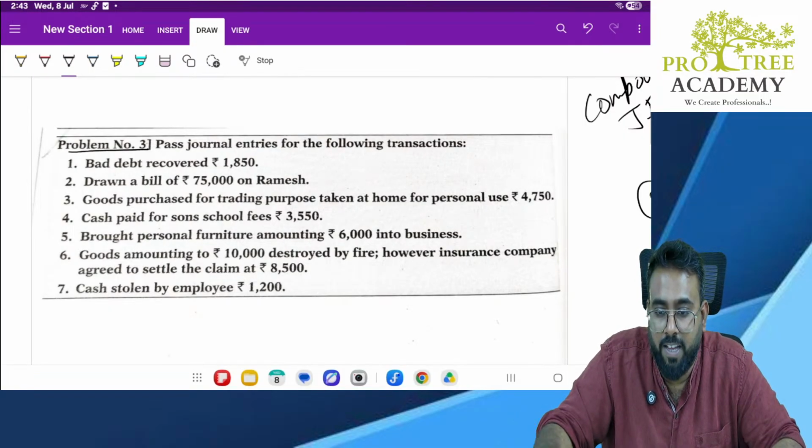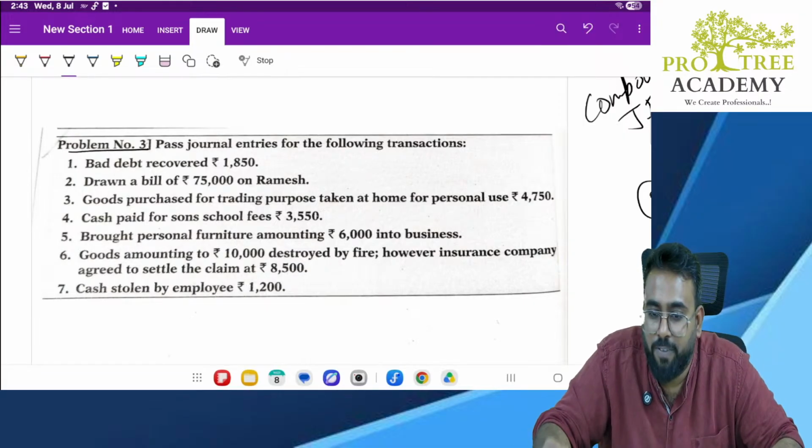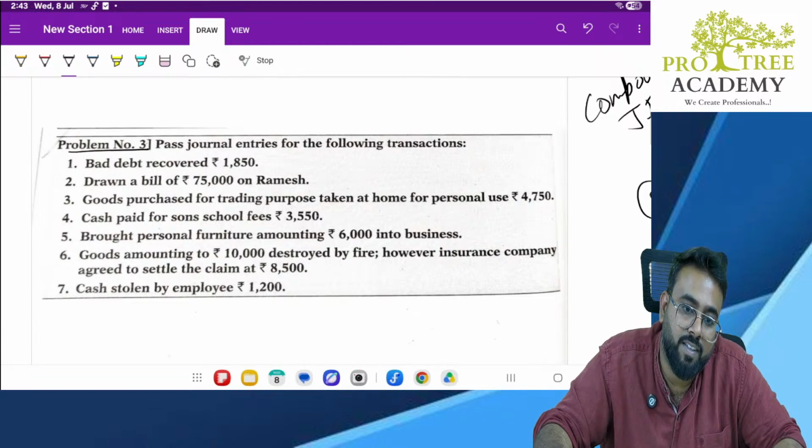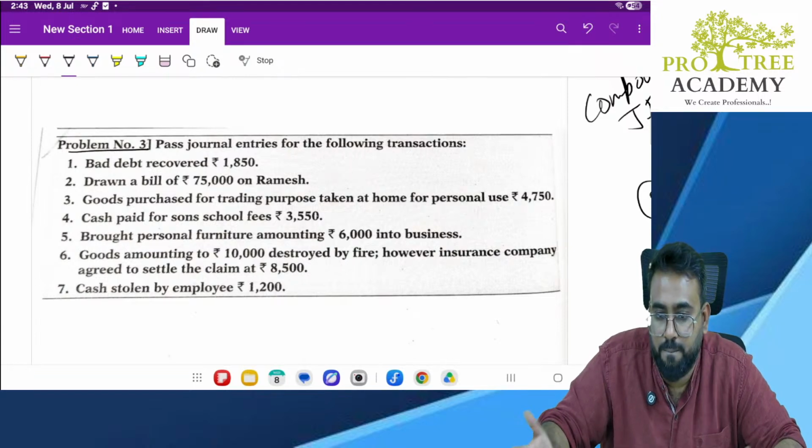Goods destroyed by fire. Goods is a good. First of all, goods destroyed by fire is an expense, income, asset, or liability? Expense. Correct. Goods destroyed by fire is an expense. So when is expense going up or coming down? Going up. Correct. So what is the entry we will record? Goods destroyed by fire. Record.